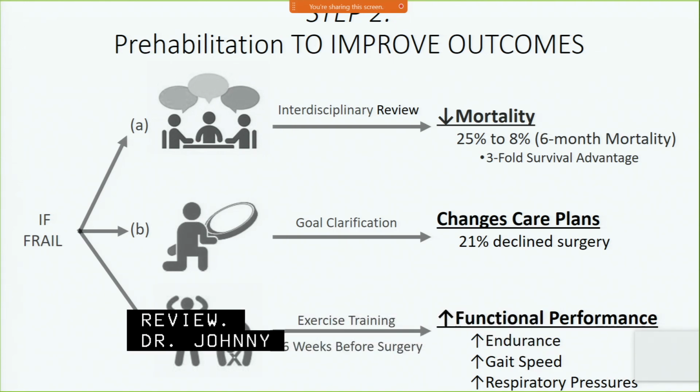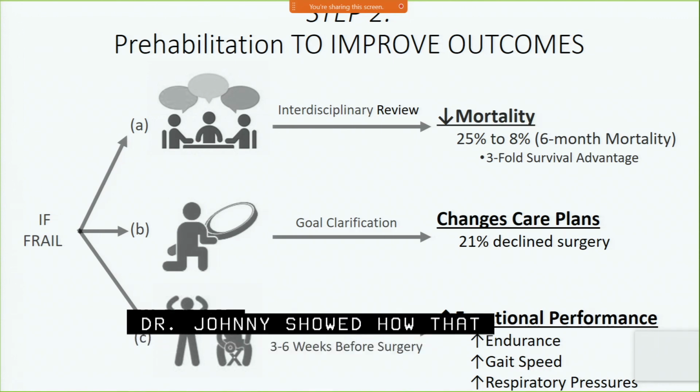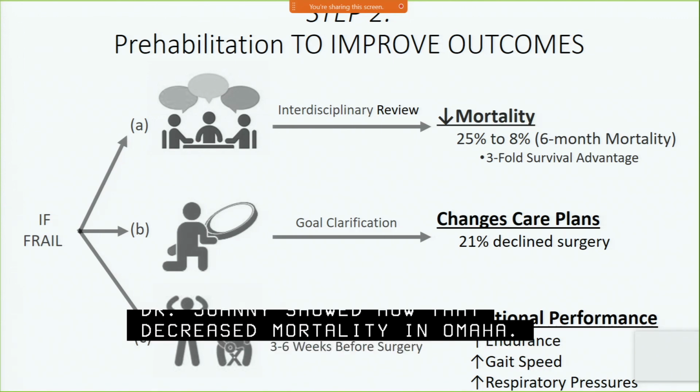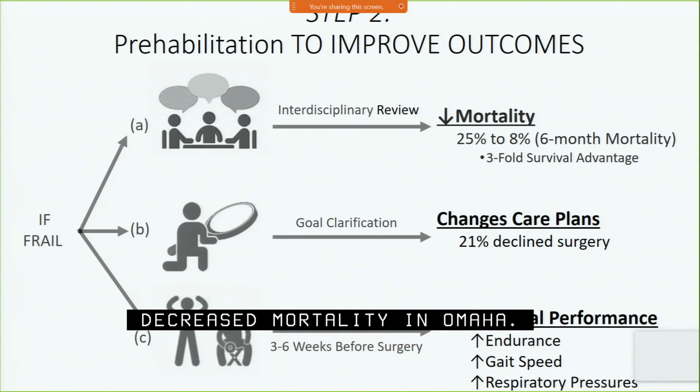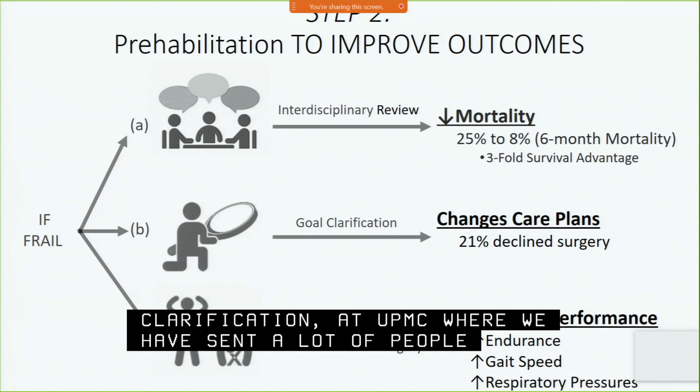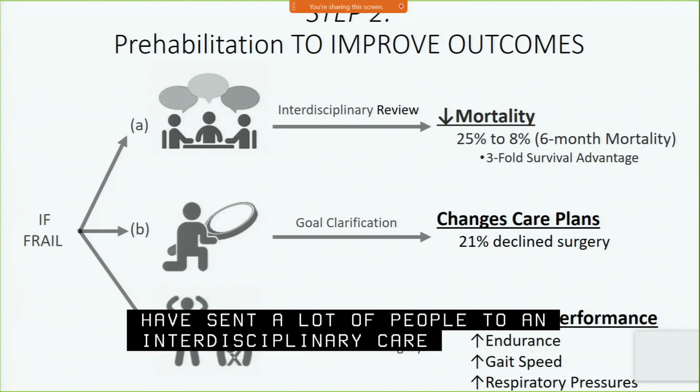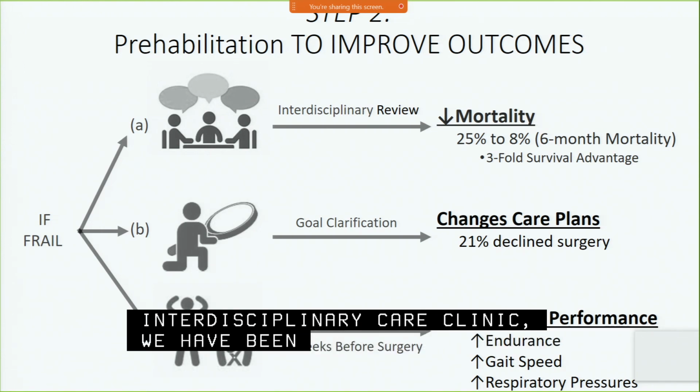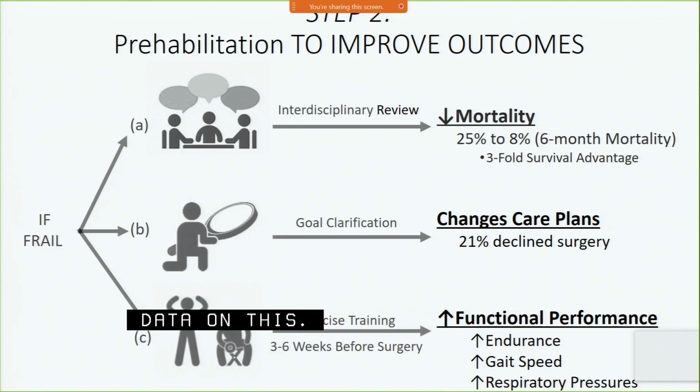You can also engage in a kind of goal clarification. And at UPMC, where we've sent a lot of these people to an interdisciplinary care clinic where they have additional training in palliative care communication techniques, we've been able to show, and I'll show you a little bit more data on this in a moment, that we've changed the care plan among the frail in 1 out of 5 people who come to that, who would have otherwise gone to surgery. 1 out of 5 end up choosing a non-surgical option.